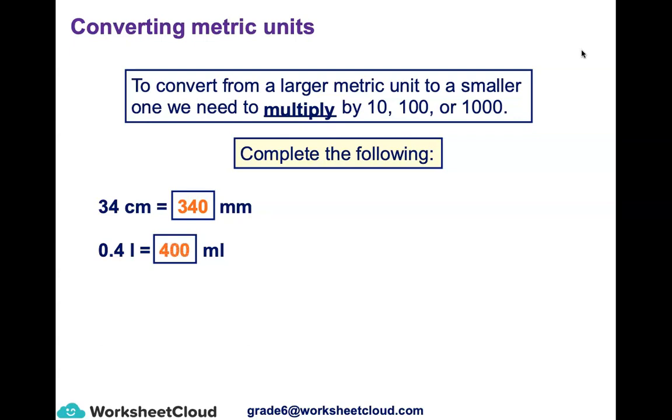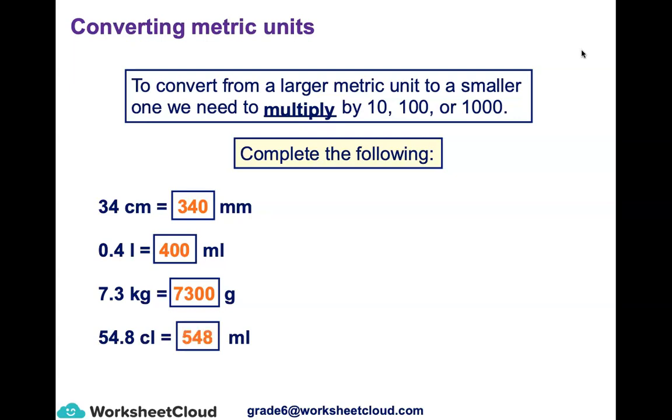400 milliliters. And remember, to get from liters to milliliters, I multiply by 1,000. So 0.4 multiplied by 1,000 is 400. To get from kilograms to grams, I multiply by 1,000, and yes, you would get 7,300. To get from centiliters to milliliters, what would you multiply by? You would multiply by 10.